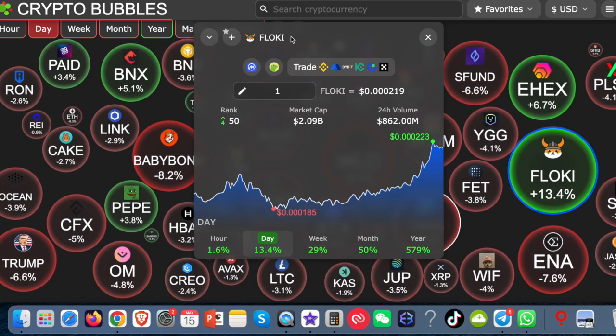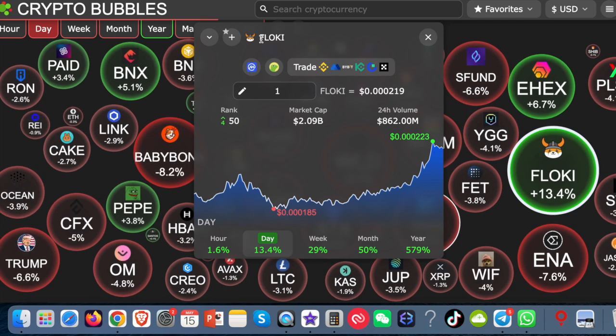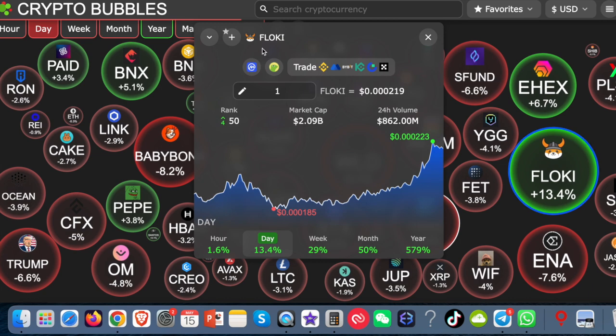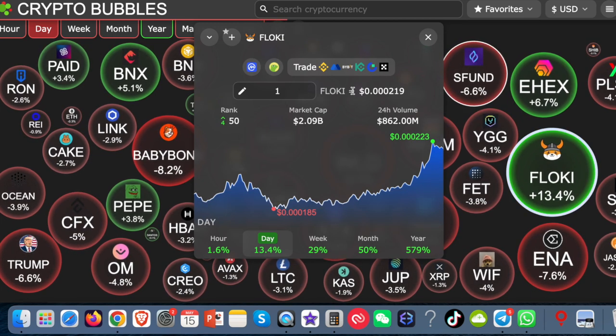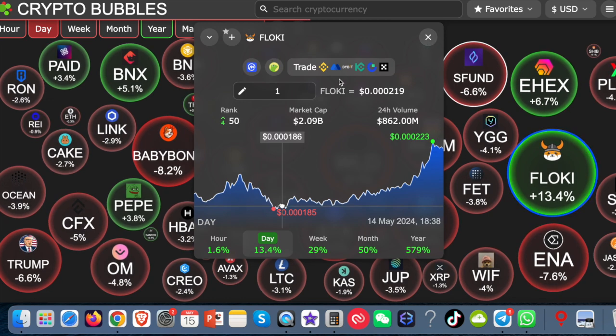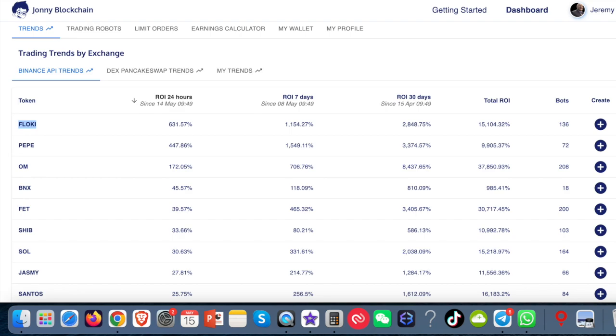Floki, I know it's got a good project behind it, but it's not Bitcoin, is it? It's not Ethereum, it's not Solana, it's not Cake. So, you know, this is a token you choose at your own peril. You be very careful when you're trading this type of token. So let's have a look at the next token on the list.